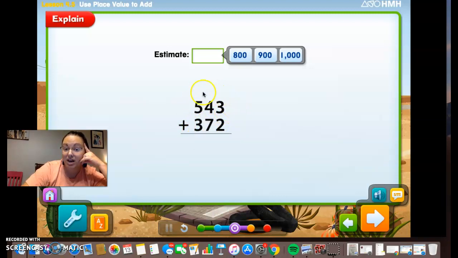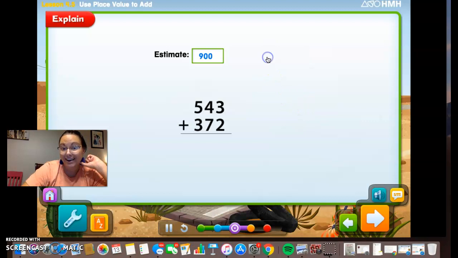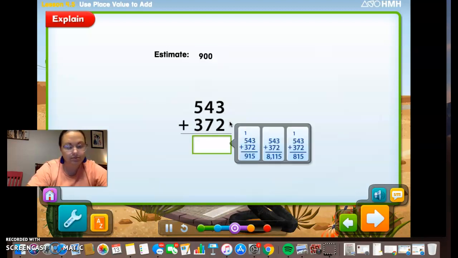So we've got 500 plus about 400. What does 500 plus 400 equal? 900. That's our estimate. That's right. 900 is a good estimate because 543 is about 500 and 372 is about 400. Yeah, these two numbers add to 900. Now, let's find the sum.